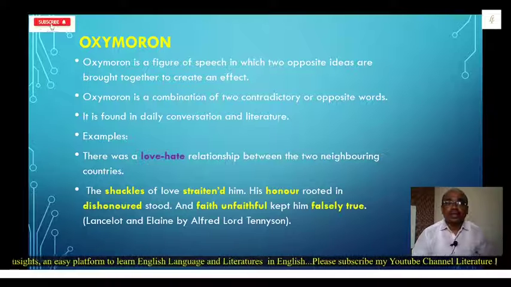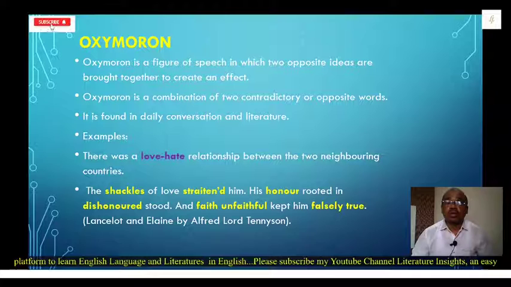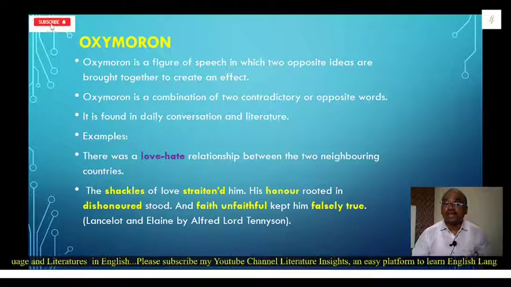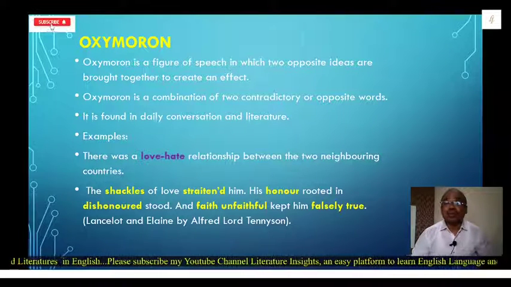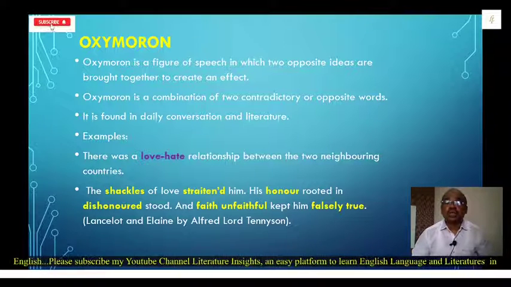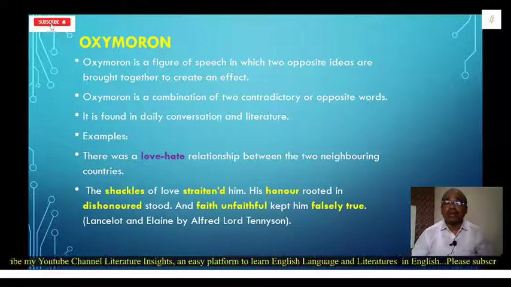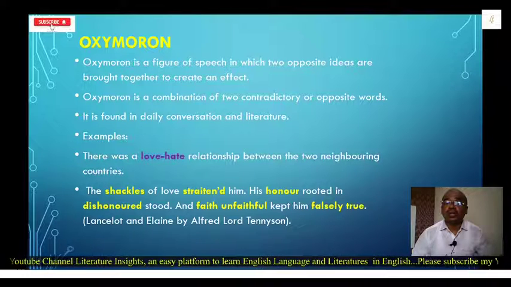Then another example: "The shackles of love straitened him, his honor rooted in dishonor stood, and faith unfaithful kept him falsely true," taken from Lancelot and Elaine by Alfred Lord Tennyson. In this sentence we can find opposite ideas brought together to create an effect on the mind of readers, such as shackles, straitened, honor, dishonor, faith, unfaithful, falsely true. So these are the opposite ideas.